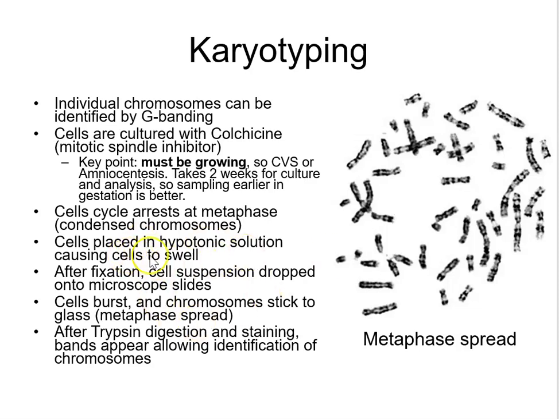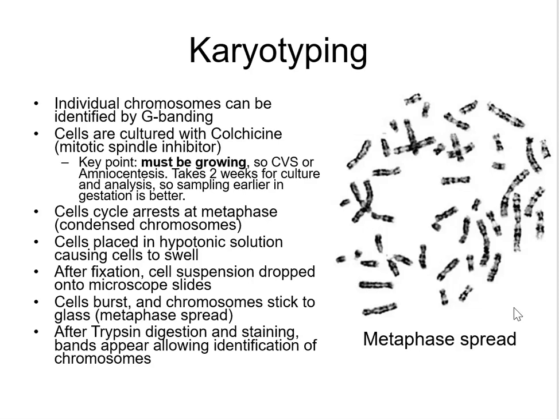We make the cells swell up first, and then we fix them, and then we drop them onto a microscope slide and the cells burst and the chromosomes stick to the glass, and you get something called a metaphase spread, which is all of the chromosomes from a single cell that has burst open as it hits the glass, and then they stick to the glass.